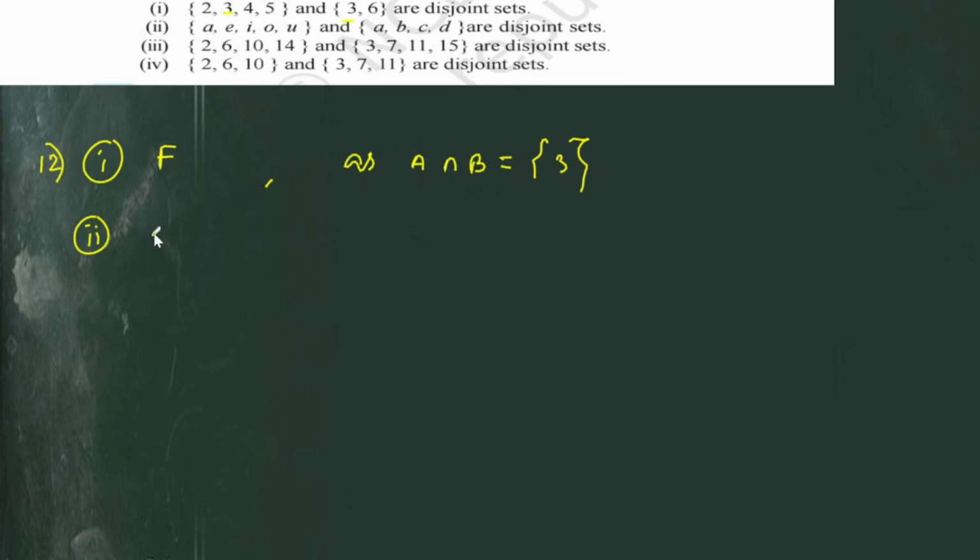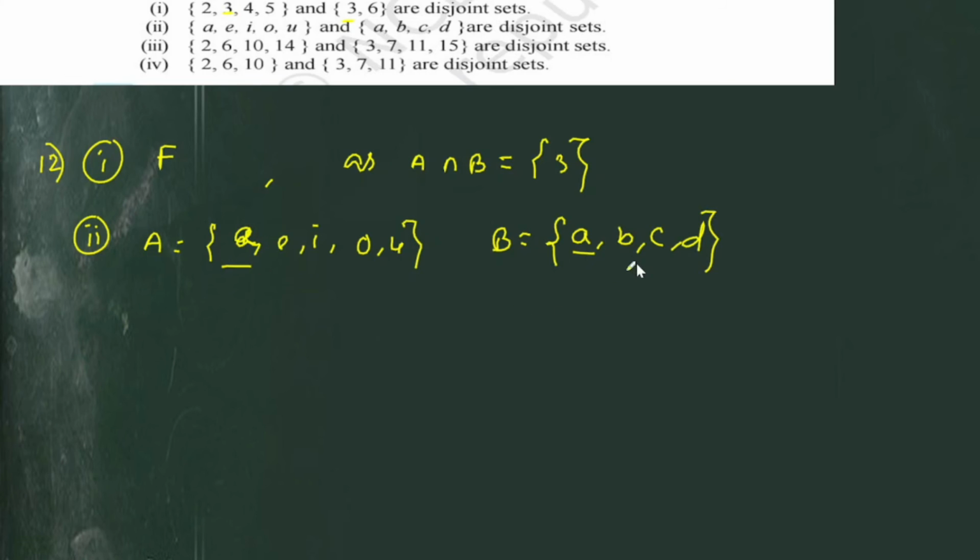Next, {a, e, i, o, u} and {a, b, c, d}. You can consider A equals {a, e, i, o, u} and B equals {a, b, c, d}. a is present here and a is present here, so A intersection B equals {a}. This is not a disjoint set pair because the intersection is a non-empty set.